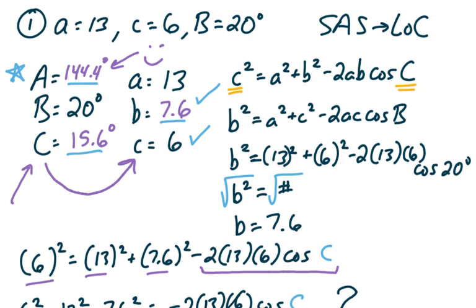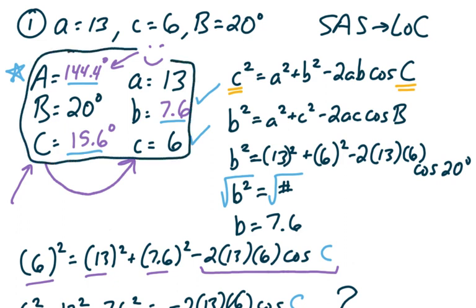Let's do the geometry double checking here. Is the longest side across from the largest angle? Yep, yep. Is the shortest side across from the smallest angle? Also yep, yep. So we did it right.